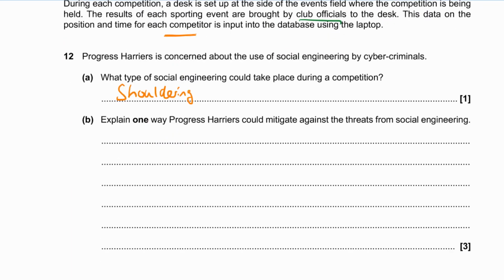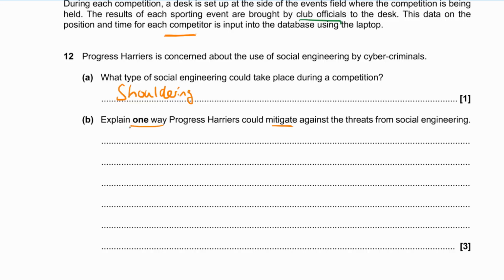But what is a bit harder is to explain one way the club could mitigate against the threats from social engineering. So again, mitigate meaning reducing the impact of, reducing the risk of it happening, for 3 marks here. So only one way. If you listed 3 ways here, you'd get 1 mark. It's got to be one way. You can't just list loads of ways. You've got to adhere to the question.